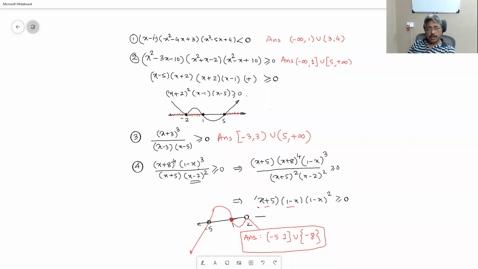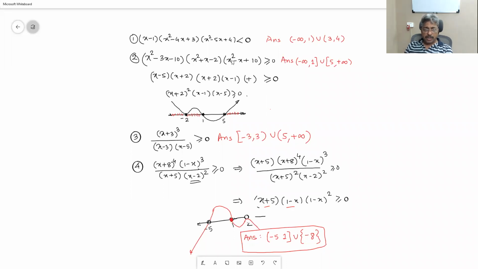Okay, so let us write answers and solve a few problems which were part of your homework. First problem was easy. All brackets getting factorized. The solution set is minus infinity to 1 union 3 to 4.